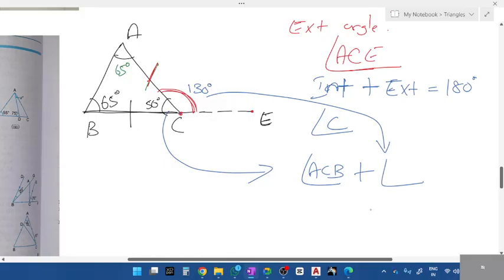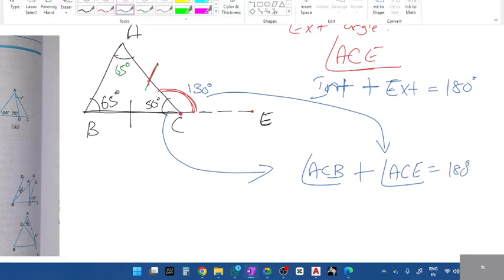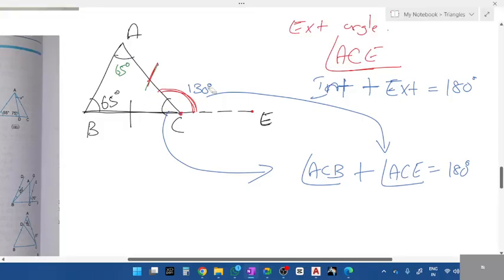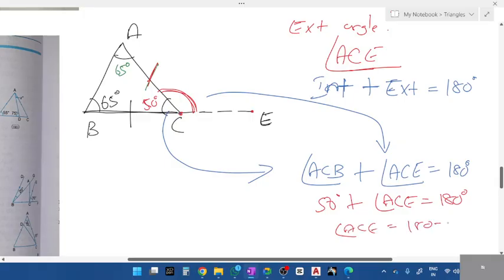The interior plus exterior. Angle C is split into interior plus exterior. What is the value? Interior plus exterior should be equal to 180. What is interior? ACB. How will you name the exterior angle? ACE. This is the formula we use. Any one value will be missing or one value will be given. Now find the value of ACE. How do you find ACE? 50 degree plus angle ACE is equal to 180. Angle ACE is equal to 180 minus 50.